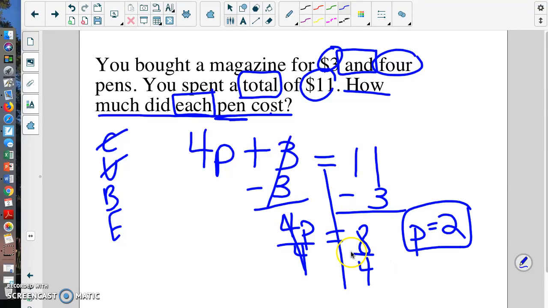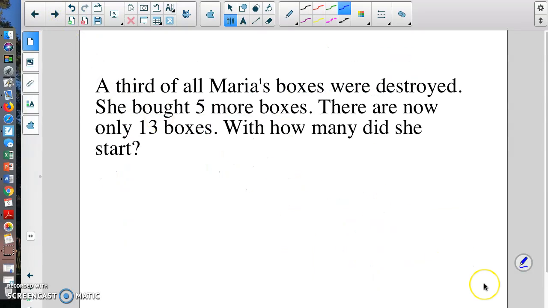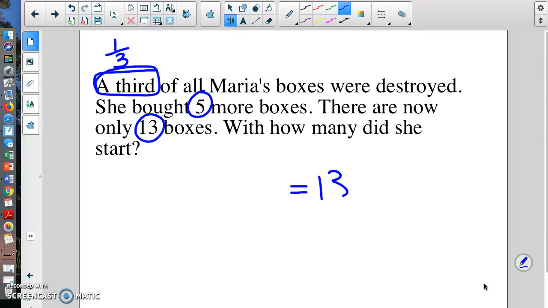All right, next one. A third of Maria's boxes were destroyed. She bought 5 more boxes. There are now only 13 boxes. How many did she start? So we have a third. A third means 1/3. So you got to keep that in mind. She bought 5 more, and there's now 13. So we know now we have a total of 13.